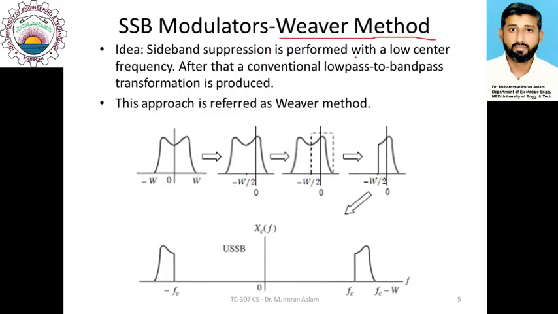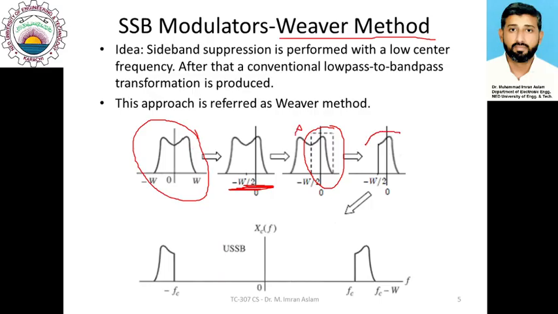So in the Weaver method, if we have this spectrum of the message signal, first we try to have a minor shift in the frequency which is equal to half of the message bandwidth, and then we apply the filtering onto that shifted version of the message signal. So in the first stage of the Weaver method, we only use filtering to remove this sideband.